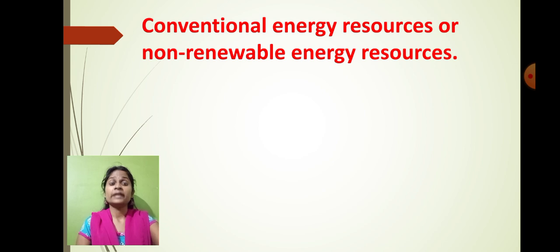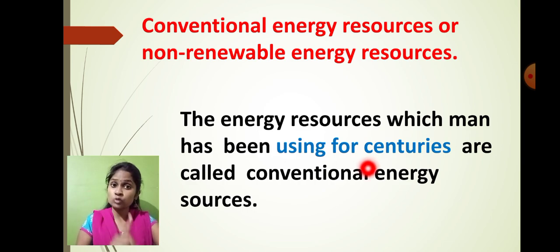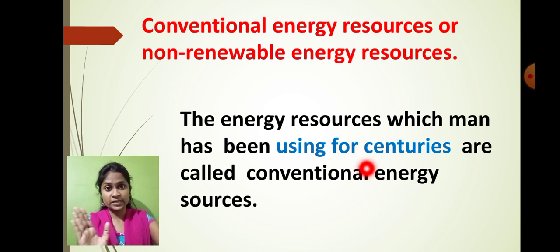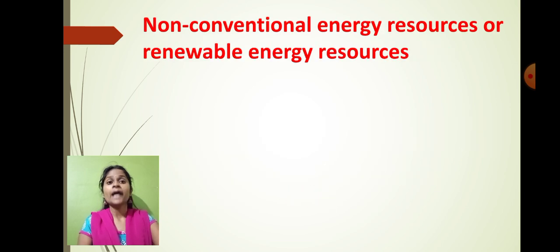So students, let me tell you what exactly we mean by the conventional source of energy. The energy resources which man has been using for centuries, that means we have been using this type of energy since our ancient time, are called conventional energy resources. Once they are exhausted, they cannot be created again and again. For example, petrol, diesel and coal, etc. are examples of conventional energy resources.